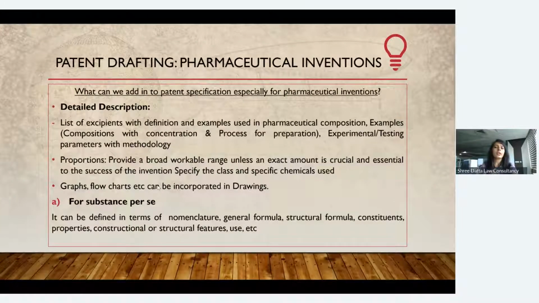Now, there are different types of pharmaceutical inventions. One is the substance per se. It can be defined in terms of nomenclature, general formula, structural formula, constituents, properties, constructional and structural features, use, etc. Substance per se means that which is related to the particular product, pharmaceutically the API molecule, we can say, the active pharmaceutical ingredient or the actual drug.